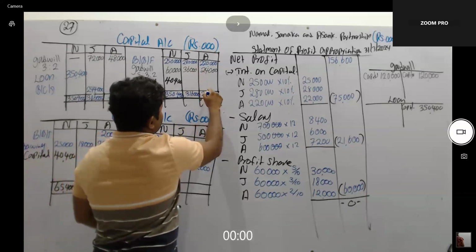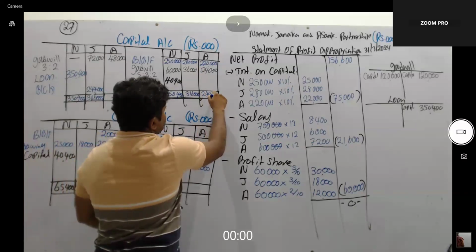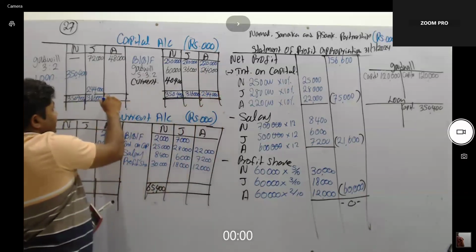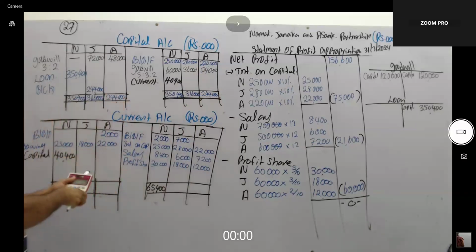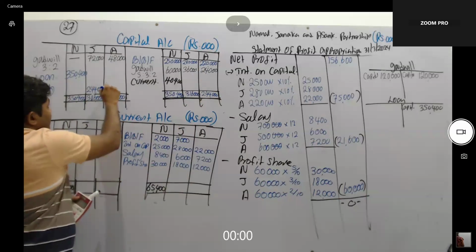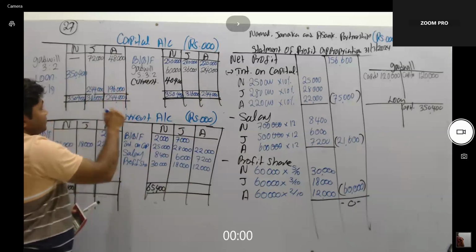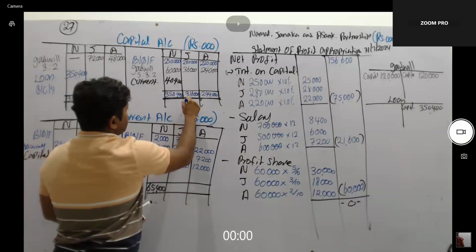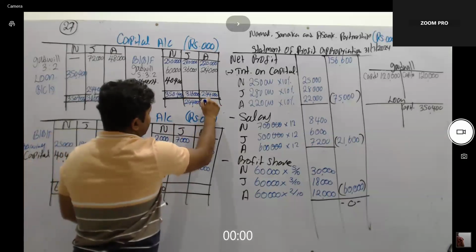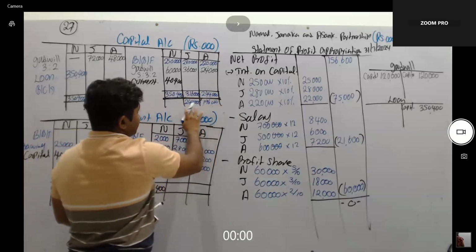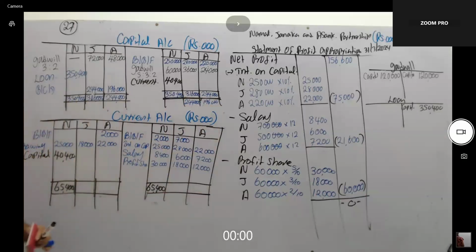And here 244,000. Same value on the debit side. The difference value, 196,000, as a balance carry down. 244,000 as well as 196,000 as a balance brought forward on the credit side. Think closing balance. And the current account is the same way.